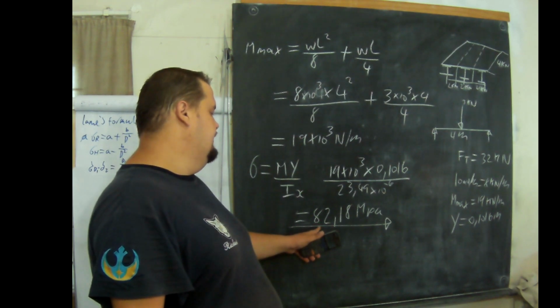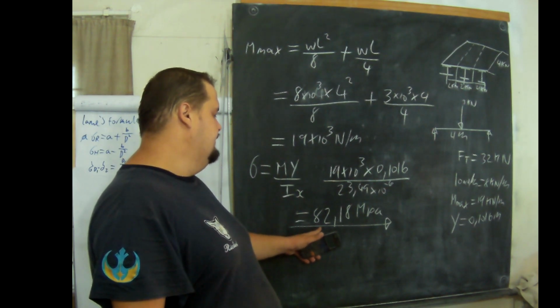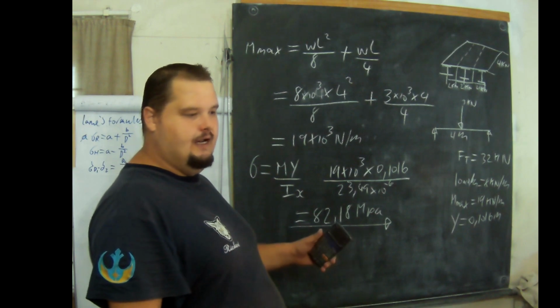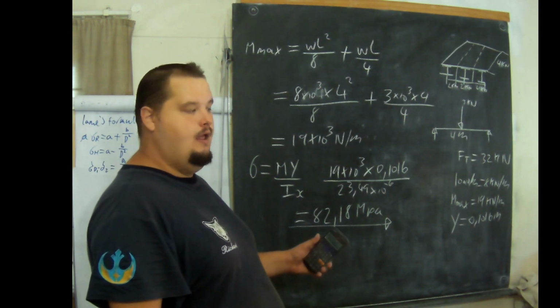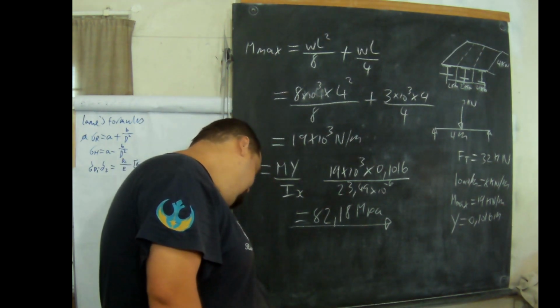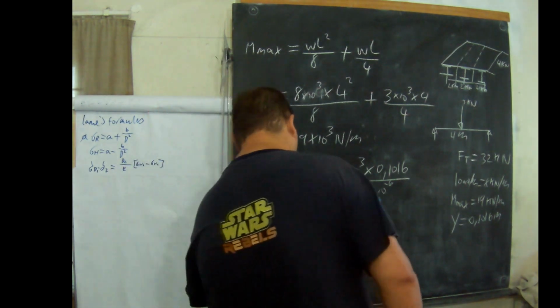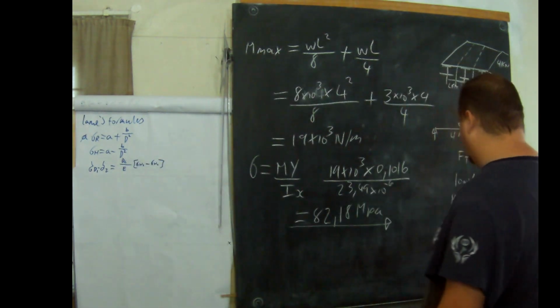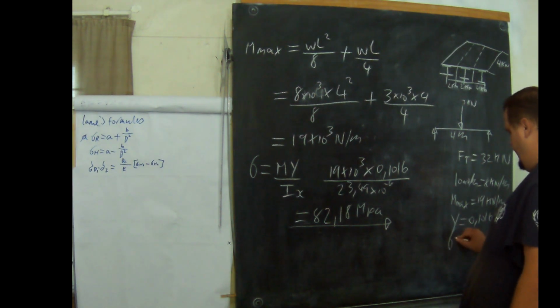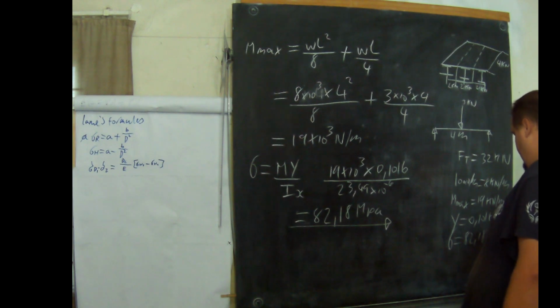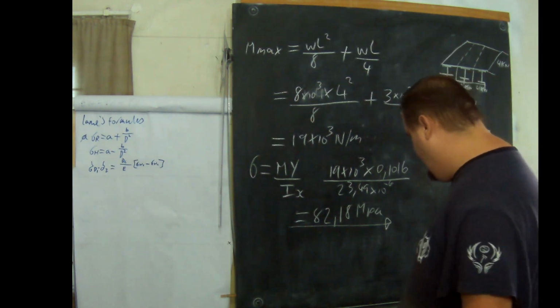So what we need to do now is take this answer, and then we're going to figure out our slope and our deflection with this. So let's get to it. 82,18 times 10 to the 6. Okay.